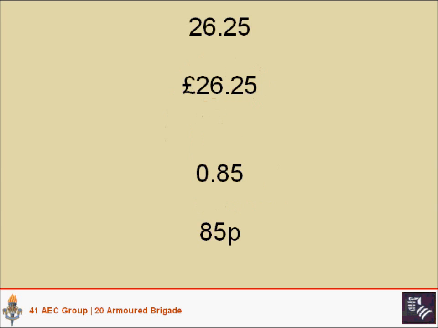When you read from the screen, you might read the amount 26.25. To write this down as money, we would write £26.25 with the pound sign before it. But we won't put the P on the end, we'll put a pound sign before it. If your screen showed 0.85, then we'd write this as 85 pence.